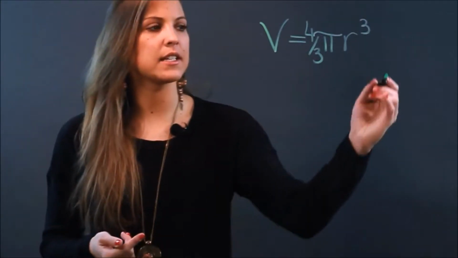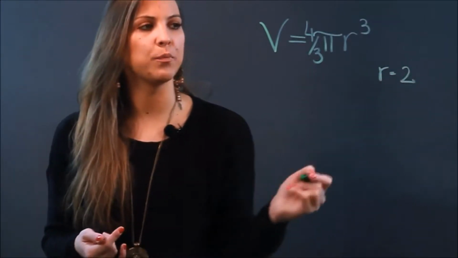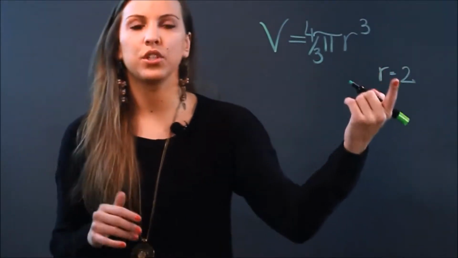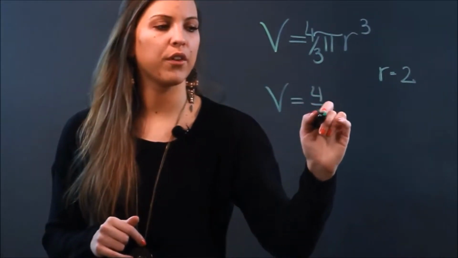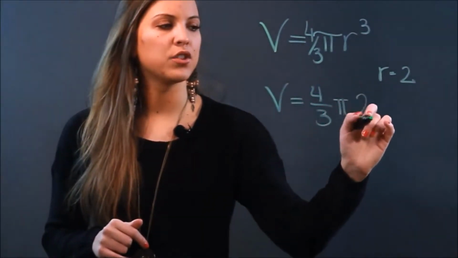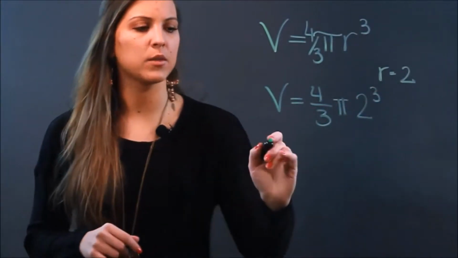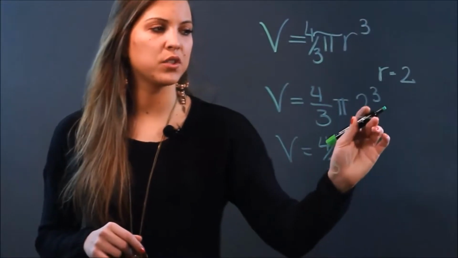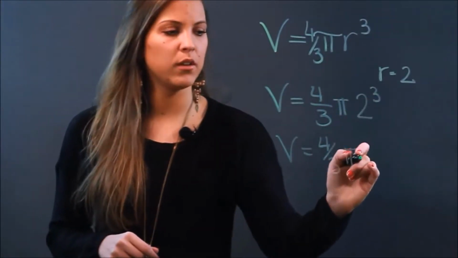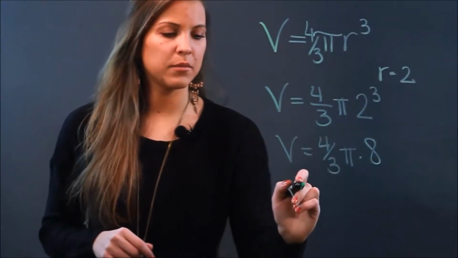So if we're given the radius, let's say we are given that the radius is 2. All we're going to do is substitute 2 into our formula for r. So we would have volume equals 4/3 pi 2 cubed. And now we're just going to simplify. So we have v equals 4/3 pi, and now 2 cubed means 2 times 2 times 2. So that's 8. So we can simplify a little further now.